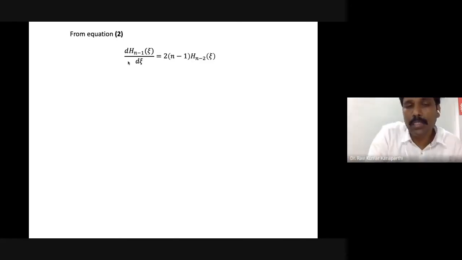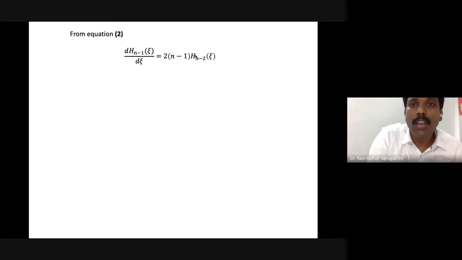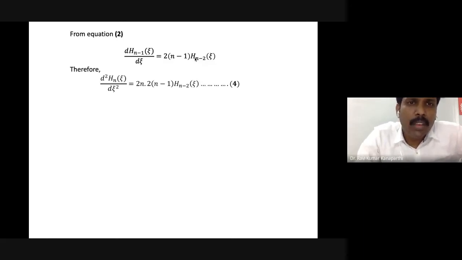So therefore, I just wanted to evaluate dHn minus 1 of z by dz, which is equal to 2n, so n I have to replace with n minus 1. And already I have Hn minus 1 of z in equation number 2. But since we are replacing n with n minus 1, this becomes Hn minus 2 of z. Okay, I hope that you are following.